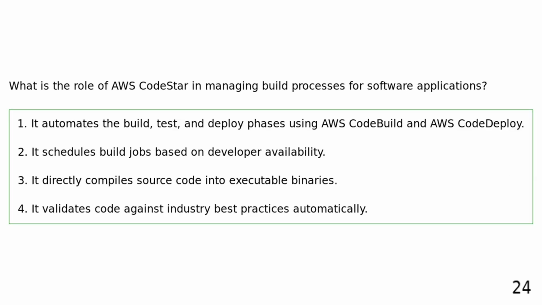What is the role of AWS CodeStar in managing build processes for software applications? It automates the build, test, and deploy phases using AWS CodeBuild and AWS CodeDeploy. It schedules build jobs based on developer availability. It directly compiles source code into executable binaries. It validates code against industry best practices automatically.